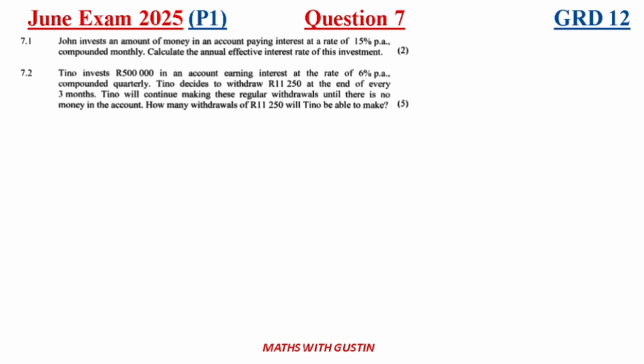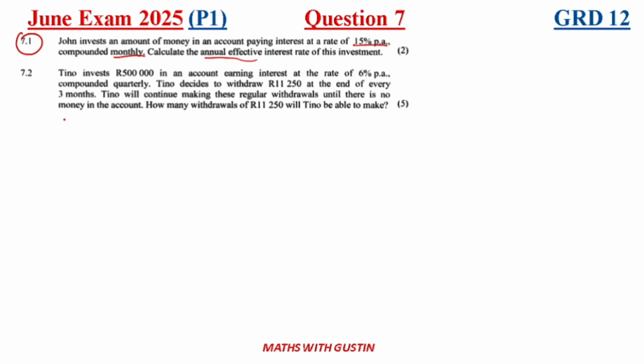Here is question 7. It was on financial mathematics. Now let's have a look at 7.1. It says that John invests an amount of money in an account paying an interest of 15% compounded monthly. Calculate the annual effective interest.